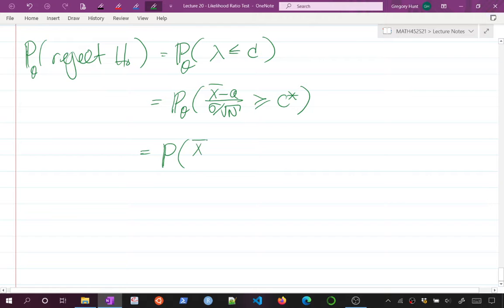So what I could do is take x bar minus A over sigma over root n, and I'm actually going to add a constant to each side of this equation. I'm going to add a minus theta over sigma over root n. I'm going to add that to both sides.